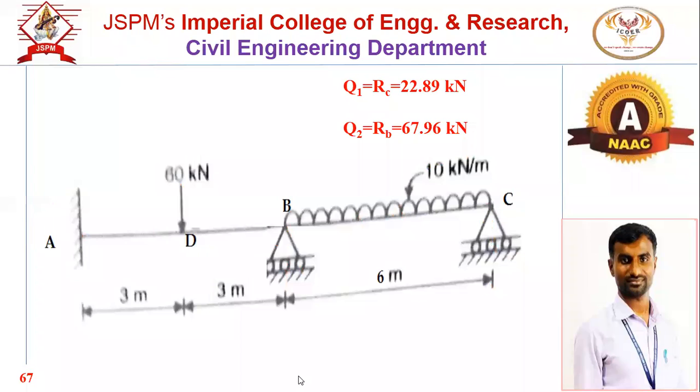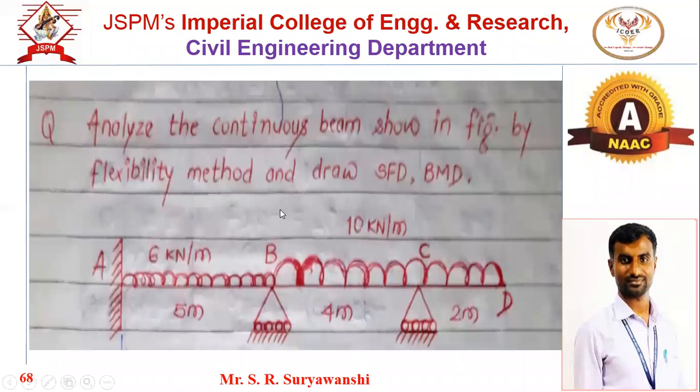Now we will discuss one more numerical on the beam. Analyze the continuous beam shown in figure by flexibility method, draw SFD and BMD. Or in some cases they will ask, analyze the beam shown in figure by flexibility method, find out the redundants. Redundants are nothing but the redundant reactions. Support A is fixed. Support B is roller. Support C is roller.